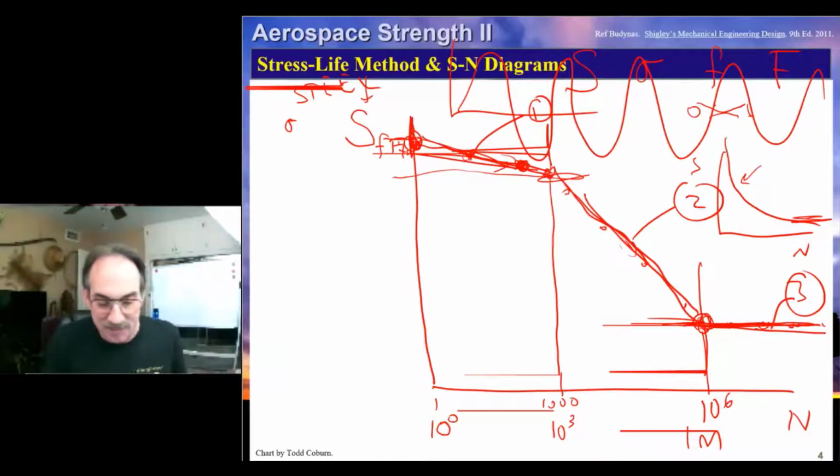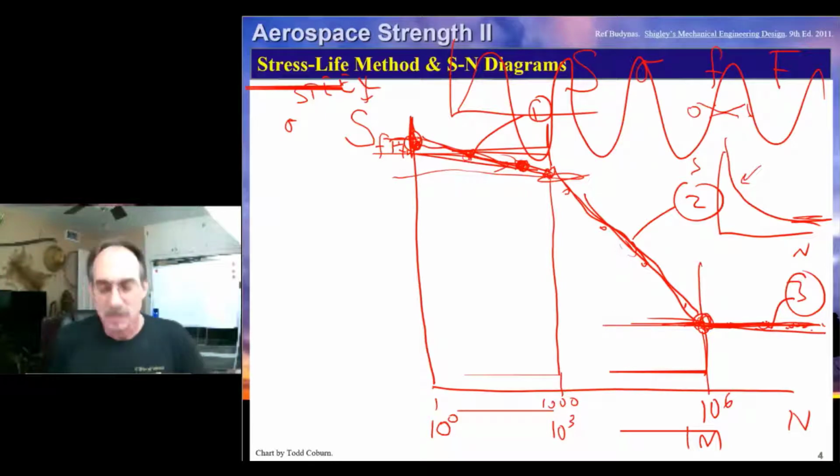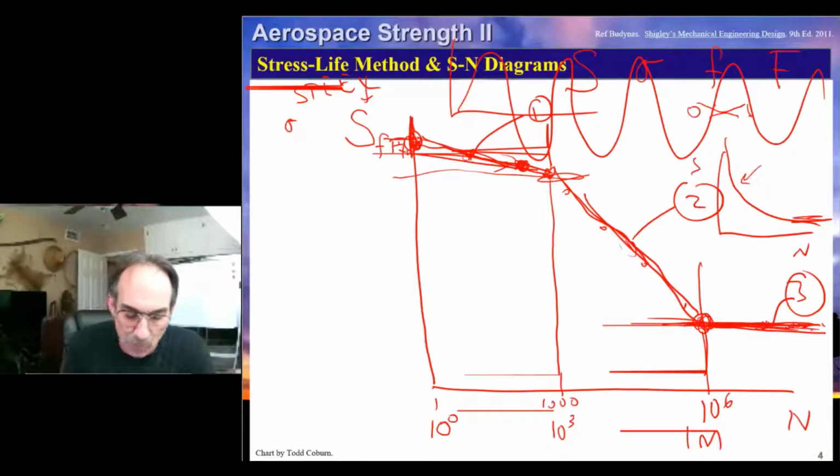Well, that's basically what this is. It goes so many times that people say, oh, forget it, I'm going to die before this fails. We're going to call that infinite life. So if you're below this stress level or even at this stress level, basically, we're going to say this part of the curve is infinite life.